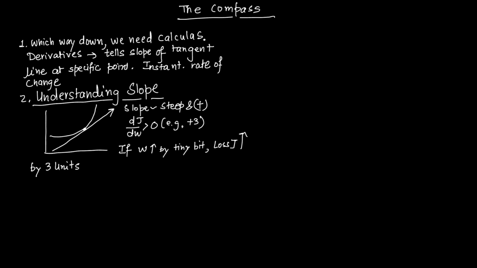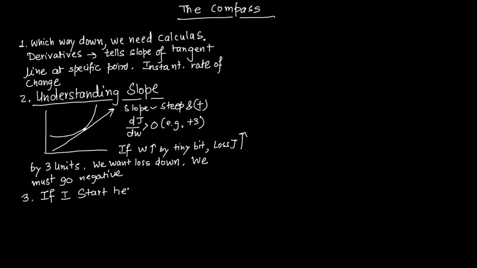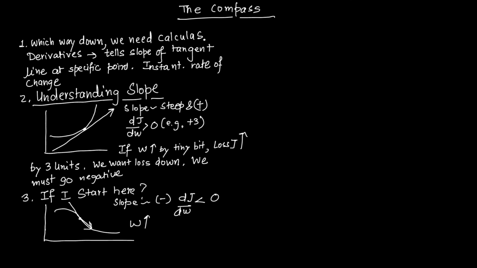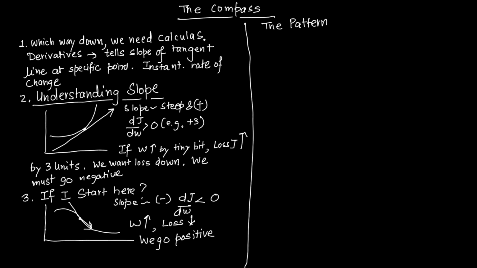Now think about our hiker. We want the loss to go down. So if the slope says going up is positive, we must go negative. We do the opposite. What if we started here? The slope is negative, pointing down to the right. dJ/dw is less than 0. This means if we increase w, the loss goes down. So we should increase w. We should go positive. Do you see the pattern? Gradient is positive, go negative. Gradient is negative, go positive.